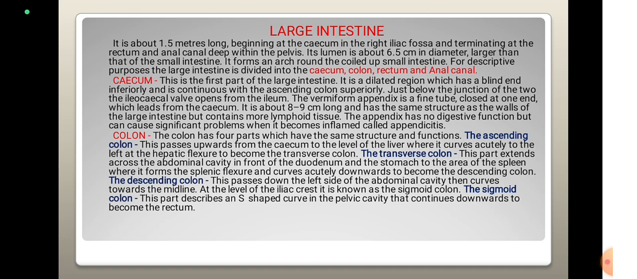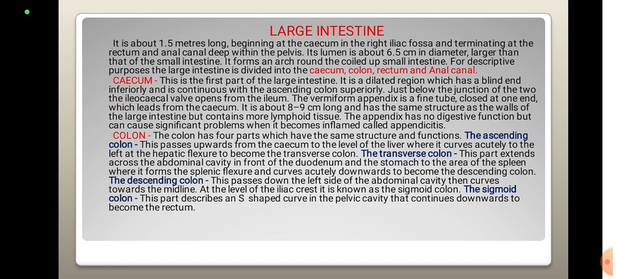Cecum. This is the first part of the large intestine. It is a dilated region which has a blind end inferiorly and is continuous with the ascending colon superiorly. Just below the junction of the two, the ileocecal valve opens from the ileum. The vermiform appendix is a fine tube closed at one end which leads from the cecum. It is about 8 to 9 centimeter long and has the same structure as the walls of the large intestine but contains more lymphoid tissue. The appendix has no digestive function but can cause significant problems when it becomes inflamed, called appendicitis.